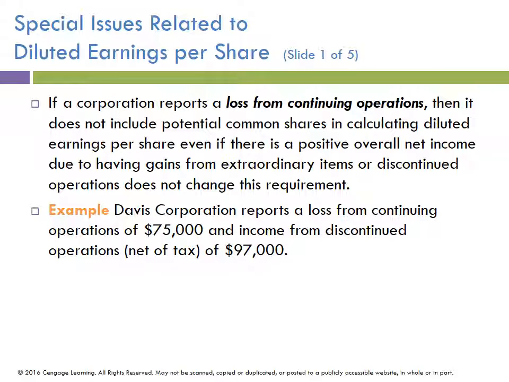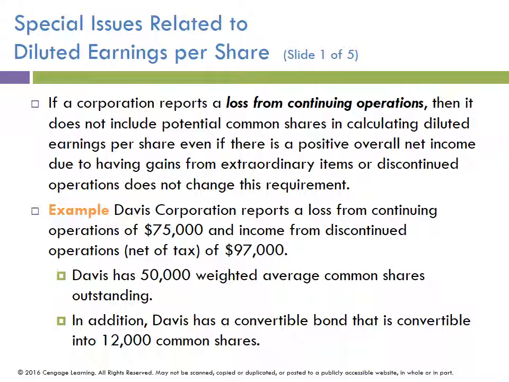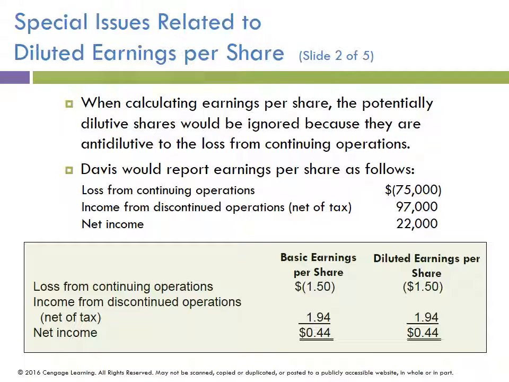Davis Corporation reports a loss from continuing operations and income from discontinued operations. Davis has 50,000 weighted average common shares outstanding. They also have a convertible bond that can be converted into 12,000 shares. When calculating earnings per share, we would first calculate basic earnings per share. The loss from continuing operations is 75,000 divided by the number of shares outstanding.